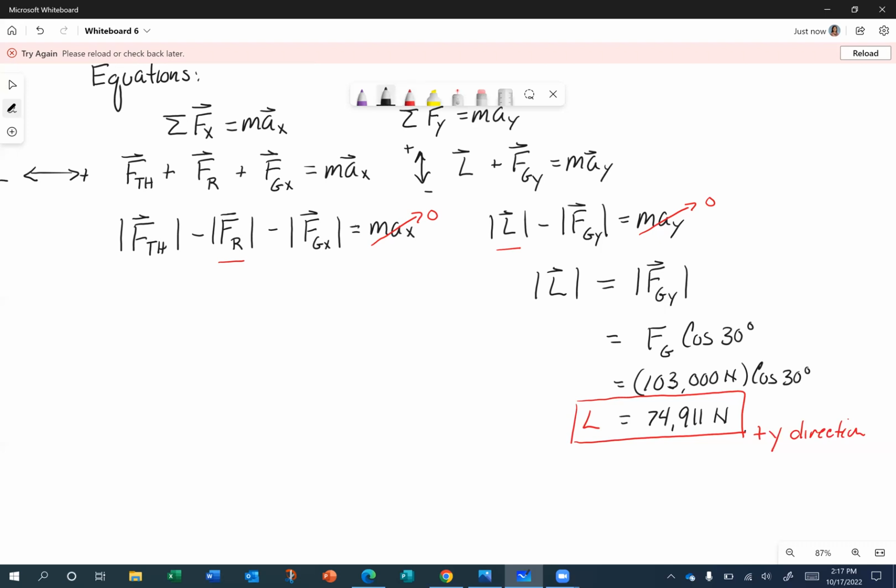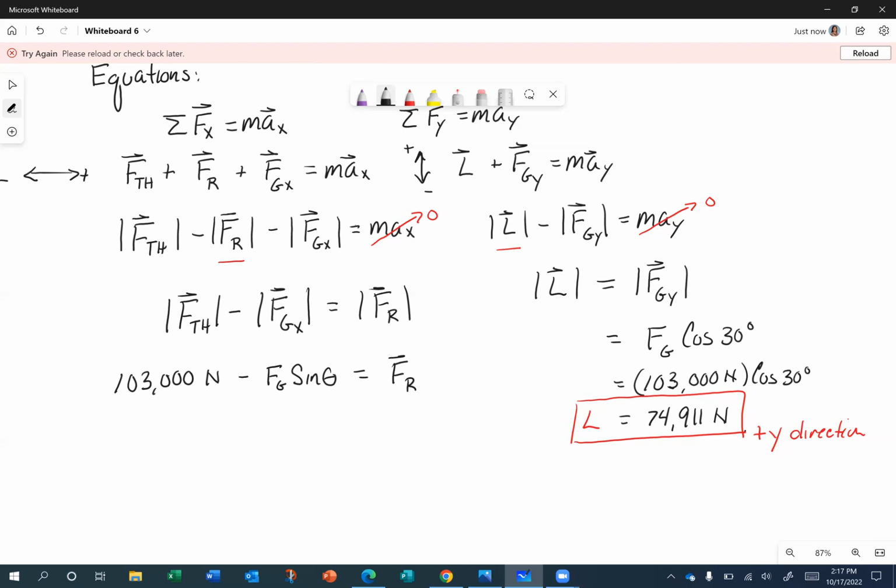I want to solve for air resistance. Getting this all by itself, I can either take it to the other side, so I'd have the force thrust, so I can get rid of the negative, minus the force of gravity in the x is equal to the force of air resistance. So the thrust force we were given to be 103,000 newtons minus Fg sine theta equals force of air resistance.